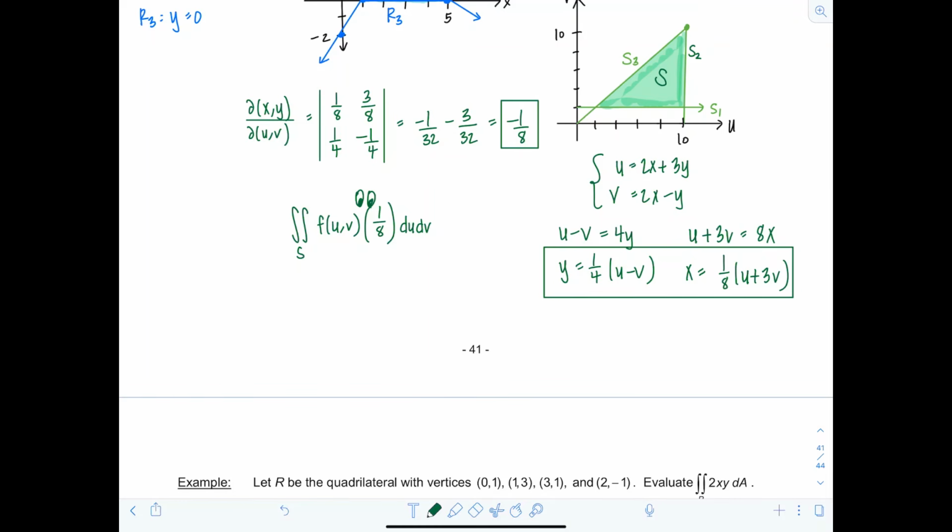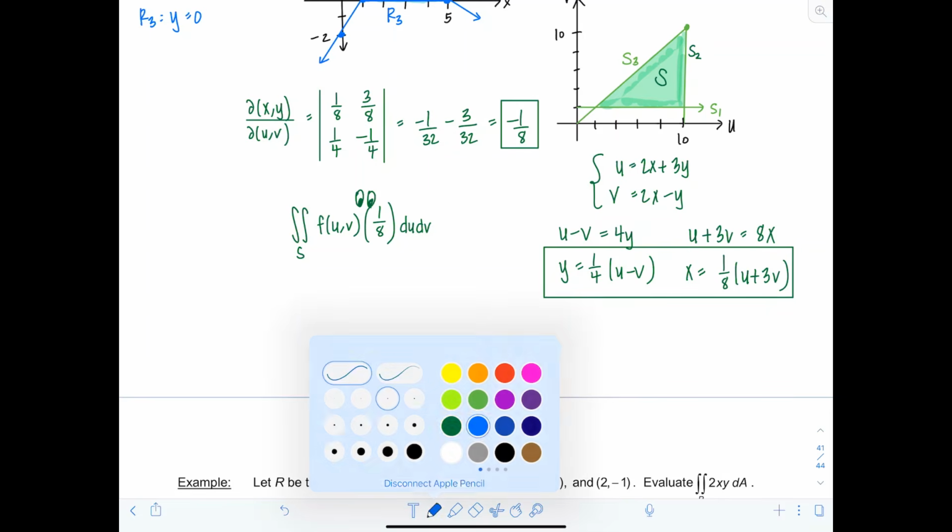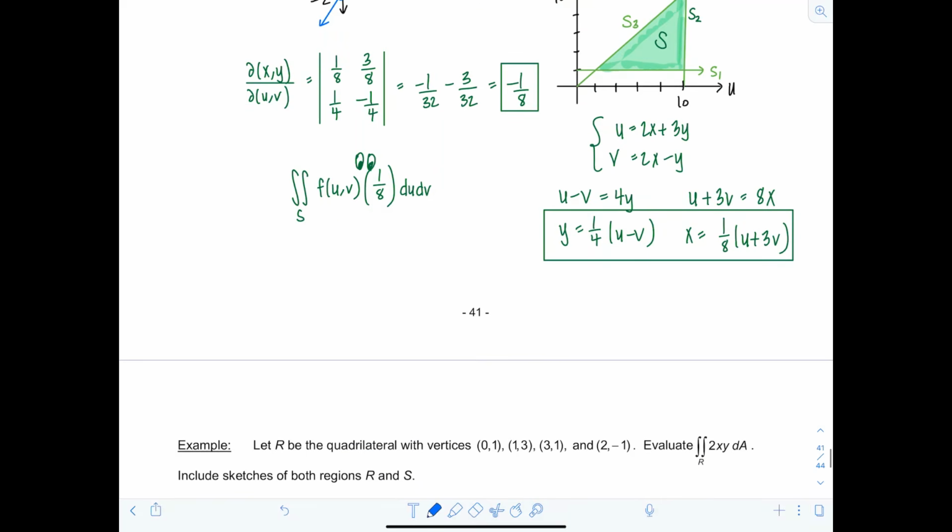These are attentive little eyes. Now I wanted to show you one little sneaky thing that not all books mention, okay? If you were to find del uv over del xy, what would we get? Meaning you didn't solve for x and y in terms of u and v. So you just took partial derivatives right off the bat, but you inverted things, then you would have 2, 3 for your top row, 2, negative 1. So this would equal negative 2 minus 6, which is negative 8.